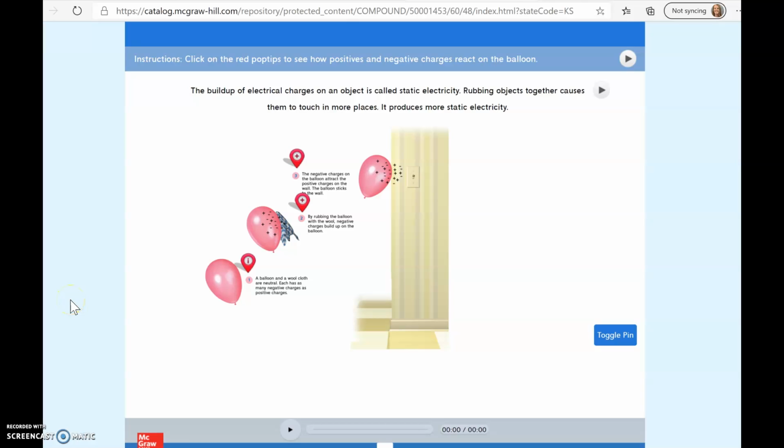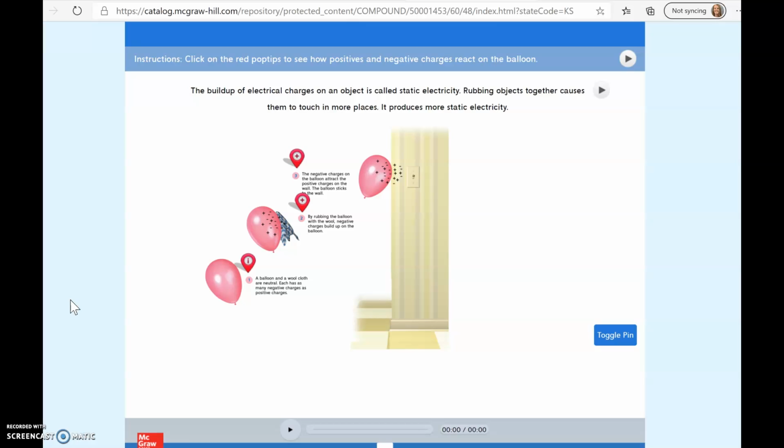Okay, so we're going to do a little interactive thing. We're going to click on the red pop tips to see how positive and negative charges react on the balloon. So remember, the buildup of electrical charges on an object is called static electricity. Rubbing objects together causes them to touch in more places, and it produces more static electricity.